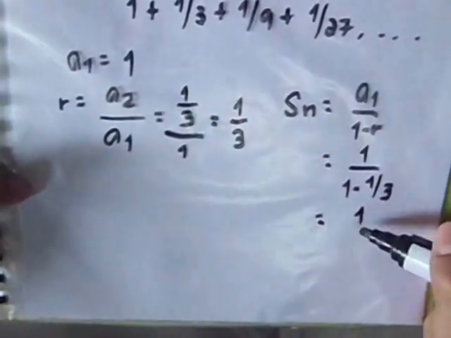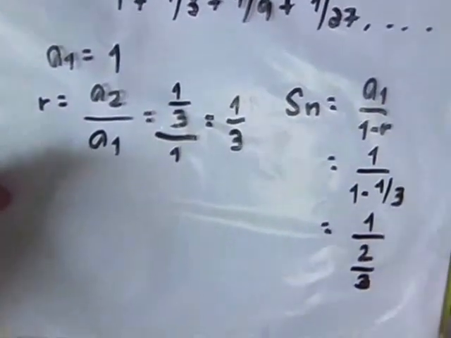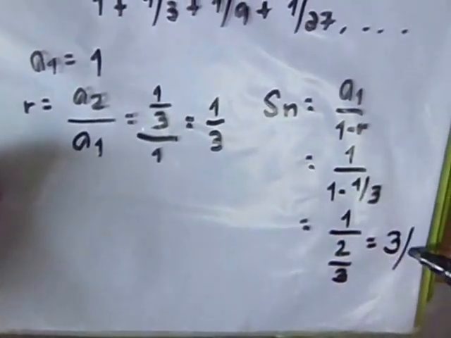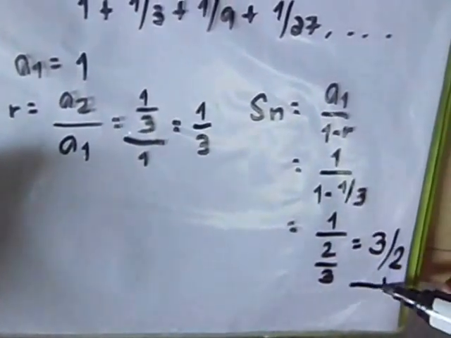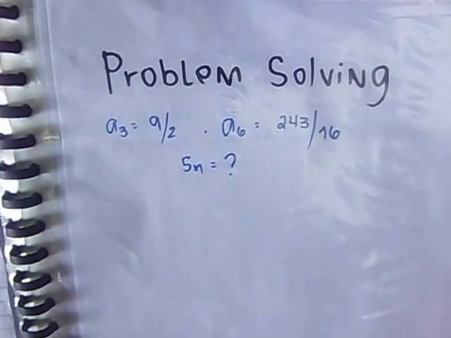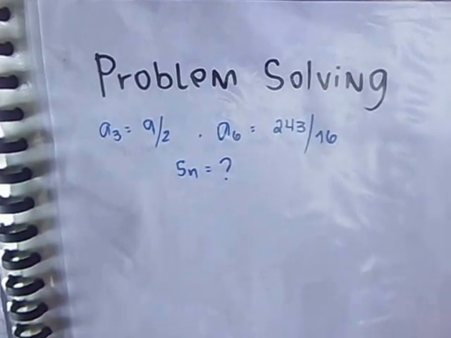And 1 minus 1/3 is equal to 2/3. And therefore 1 over 2/3 is equal to 3/2. Therefore, the sum of that infinite geometric series is 3/2. For us to fully understand more about geometric sequences and series, let us try to solve some problems.